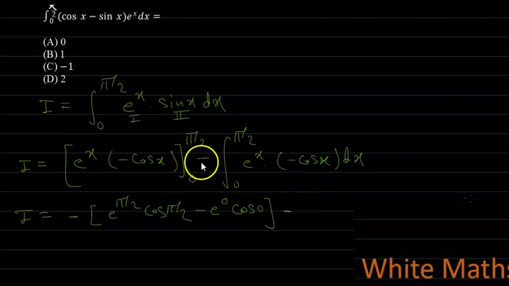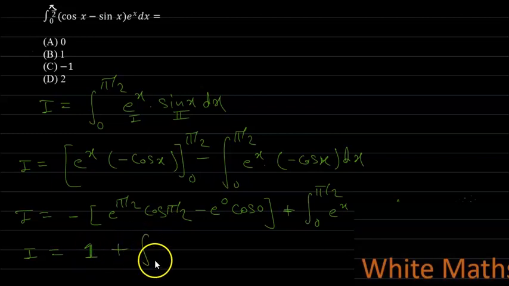minus, take minus sign outside, and this becomes plus 0 to pi by 2 e to the power x cos x dx. I is equal to, since the value of cos pi by 2 is 0, and value of e to the power 0 is 1 and cos 0 is 1, so this will become completely 1, plus 0 to pi by 2 e to the power x cos x dx.